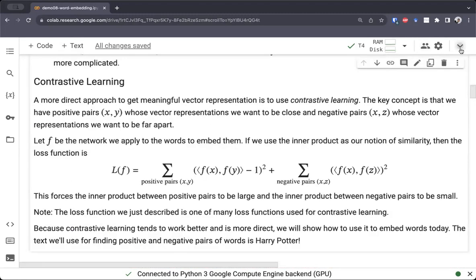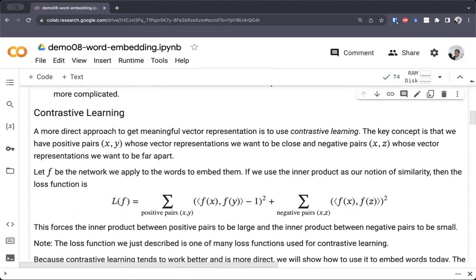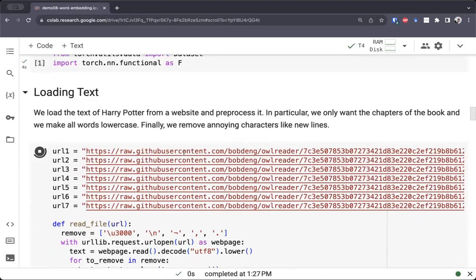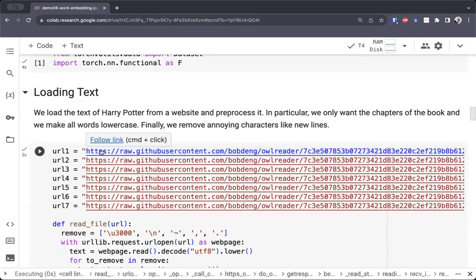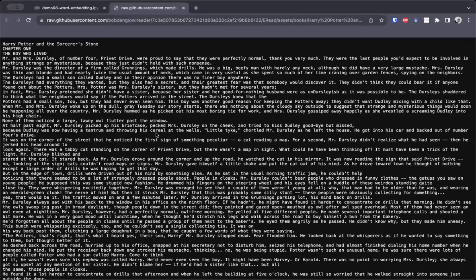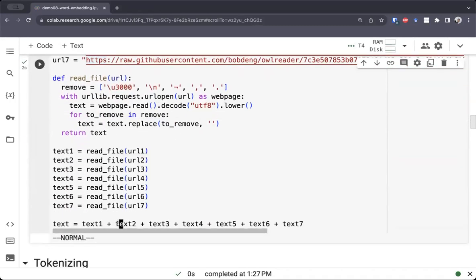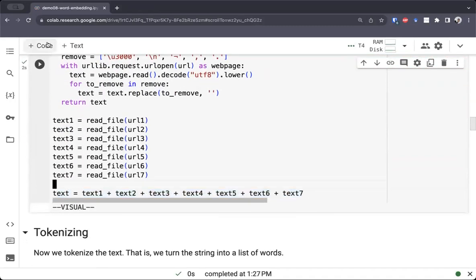Did this run? Let's try running it again. The first thing we're going to do is load all our libraries. Then we're going to load these books. Luckily, people have posted them in text files online. So this is the first book, chapter 1, The Boy Who Lived. We do this for all of them. We'll process them, and then we'll create one giant text file, text.